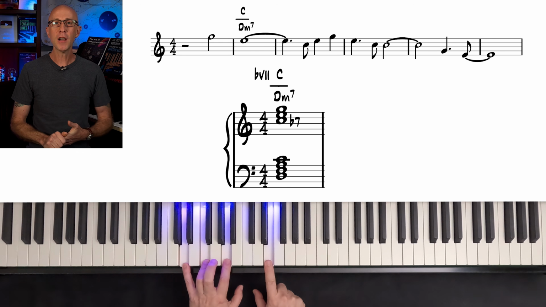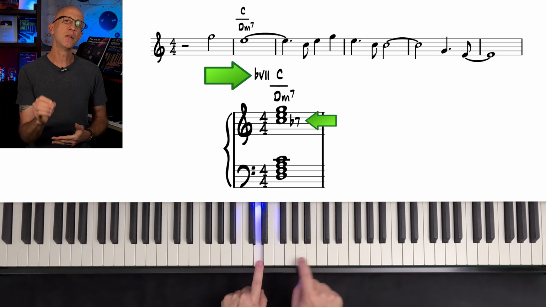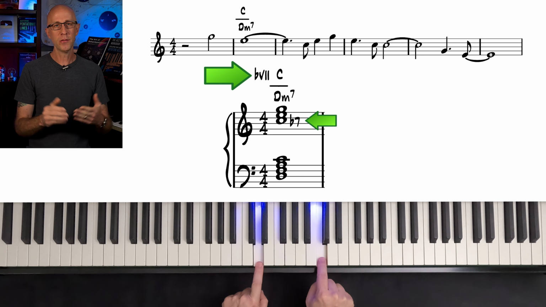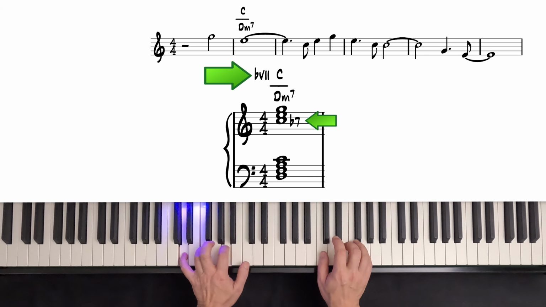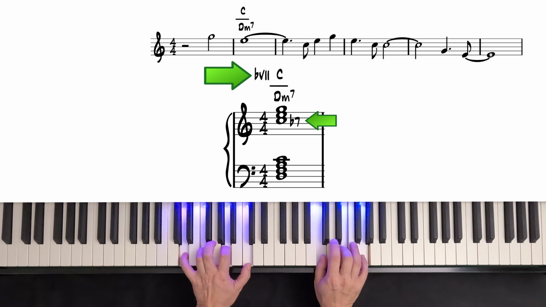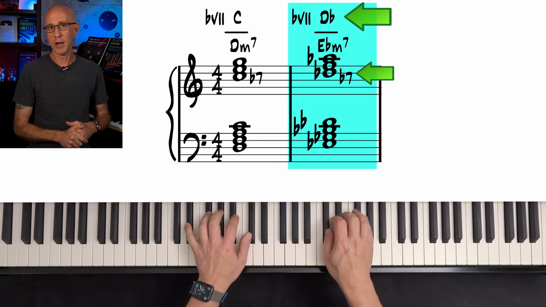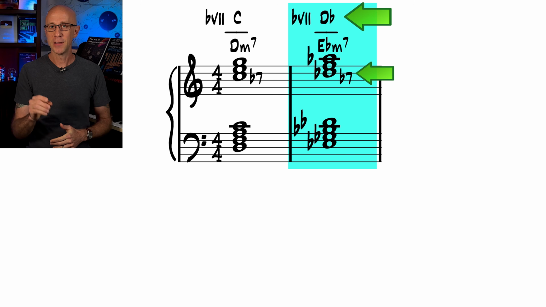Remember, when we talk about upper structures, we refer to the degree of the chord on which the upper structure is built. C is the flat 7 of D minor 7, so a C triad is the flat 7 major triad upper structure. Over E flat minor 7, we would play a D flat major triad. And that's actually what Miles plays here.